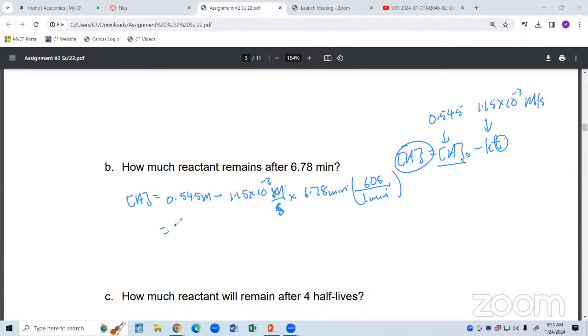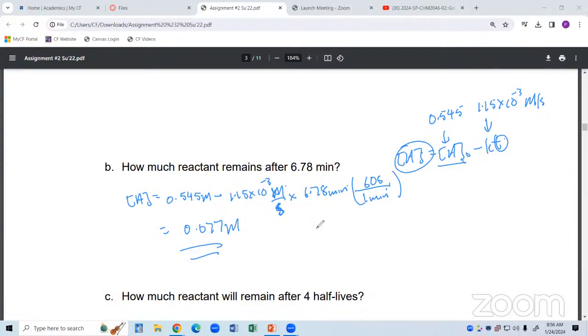1.15 times 10 to the minus 3 times 6.78 times 60. And then I'm going to subtract that from 0.545. What did I do wrong? Okay, so according to my calculations, this works out to be equal to 0.077 M. All right? And that's how that is done. Okay. Any questions about this?